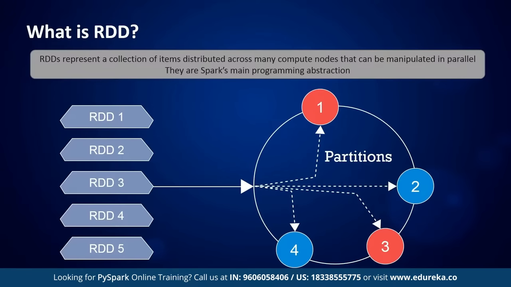RDDs are highly resilient. That is, they are able to recover quickly from any issues as the same data chunks are replicated across multiple executor nodes. Thus, even if one executor fails, another will still process the data. This allows you to perform functional calculations against your dataset very quickly by harnessing the power of multiple nodes. So this is all about RDDs.